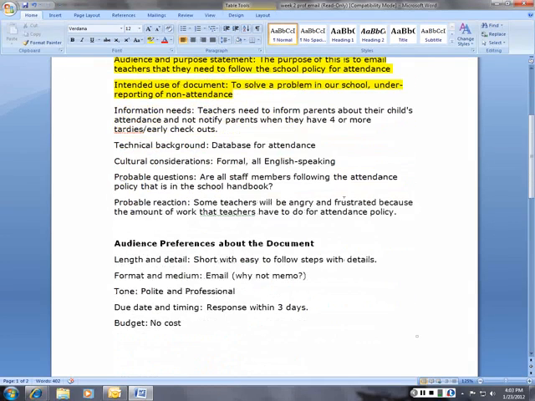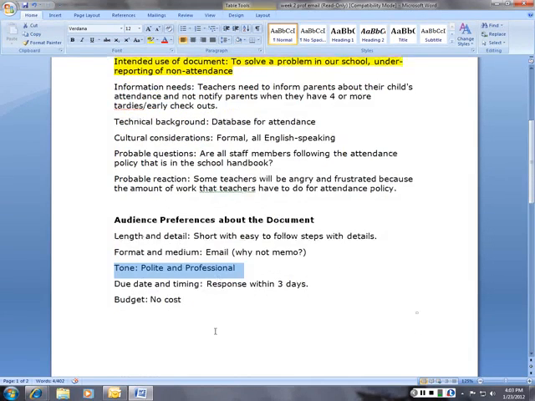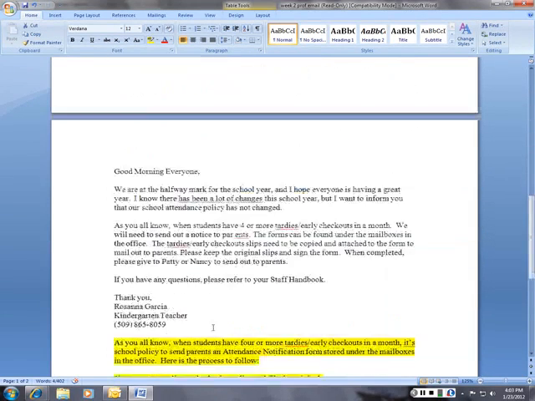The next things that are just really applicable here, let's look at the tone, polite and professional. These are colleagues that this person has worked with, and there's no need to be overly formal, and there are several assumptions that are probably safe to make. So let's go ahead and look at the email itself.